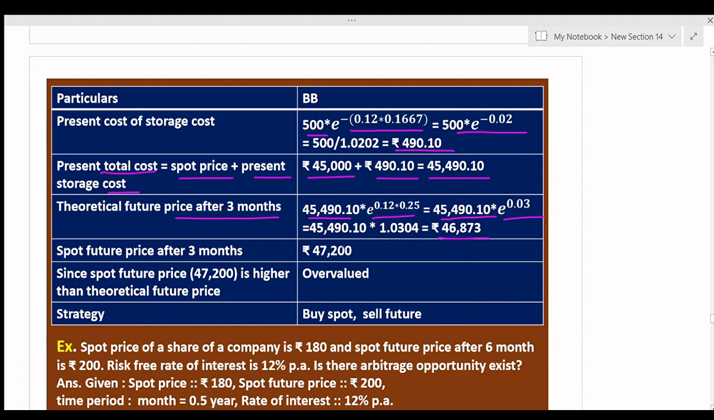Now you will compare it with the spot future price, which is given 47,300. If you compare it, the spot future price 47,200 is higher than the fair price, that is 46,873. Now it is overvalued. The strategy will be buy spot and sell future.